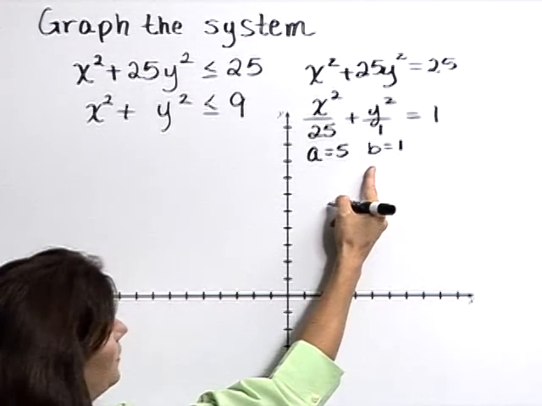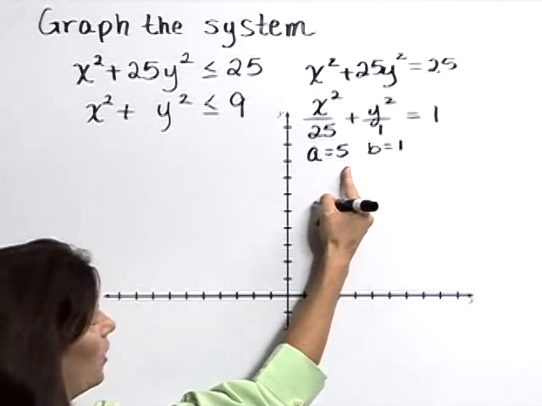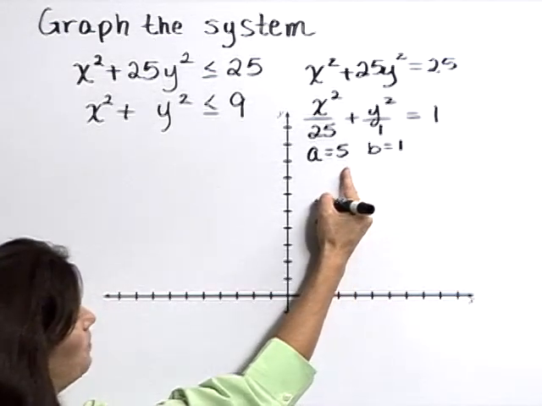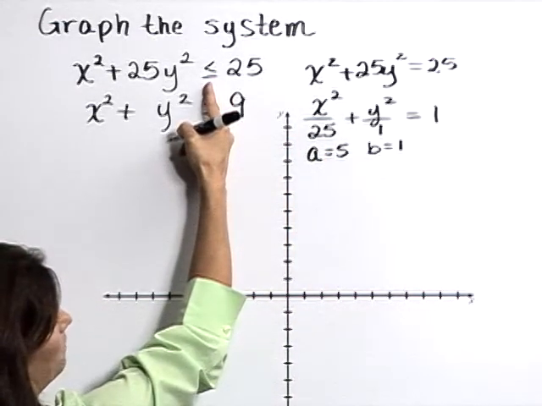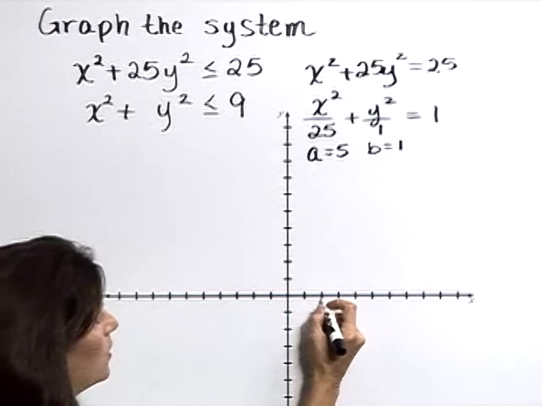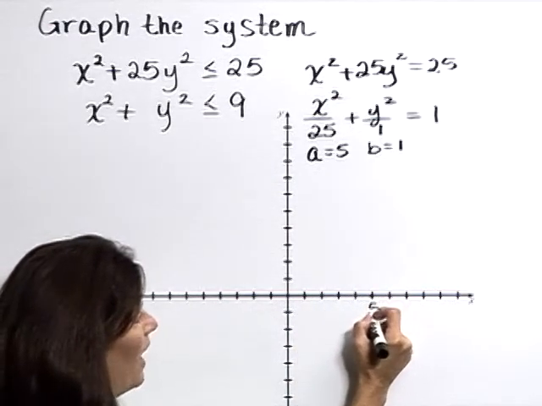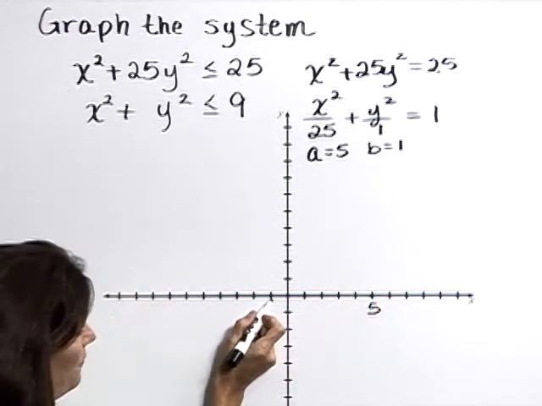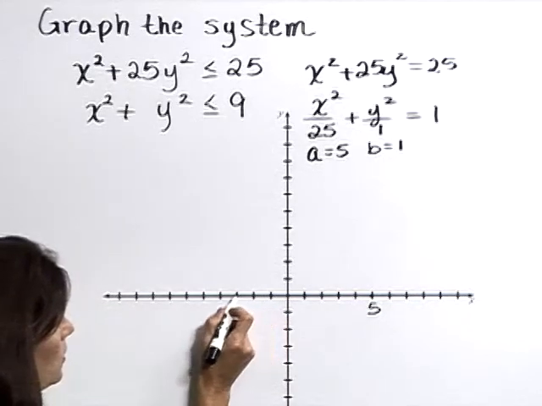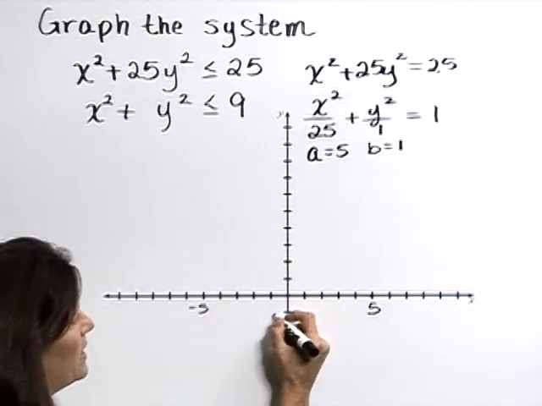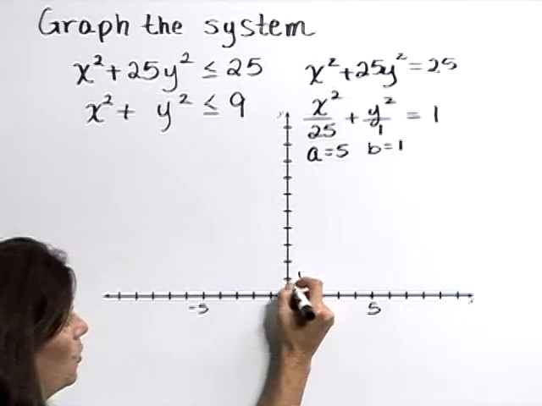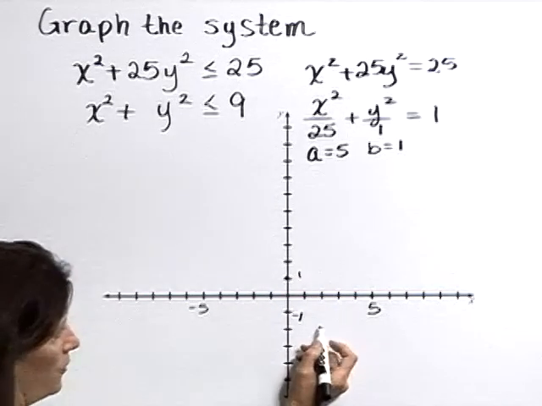We're going to graph this ellipse as a solid line ellipse because of the equal to part in this inequality. So from the origin, I'm going to go out 5 units to the right and left of the origin. I'm going to go 1 unit down, 1 unit up, and let's sketch this ellipse.